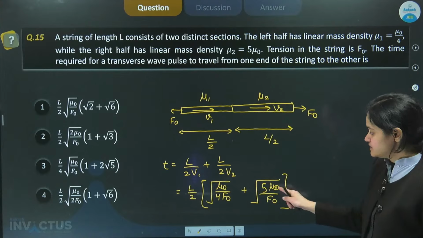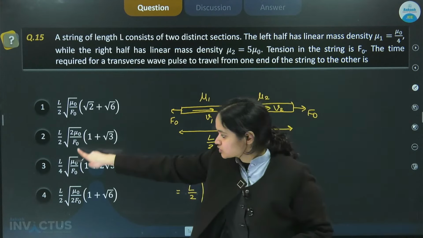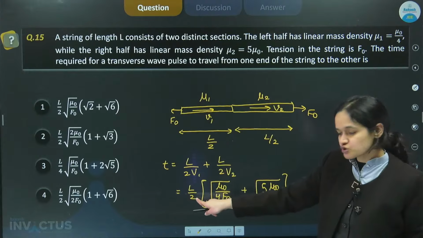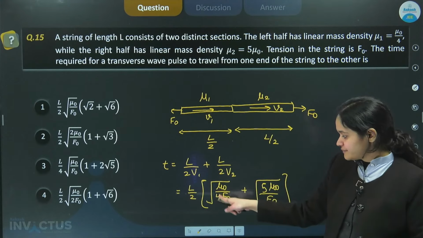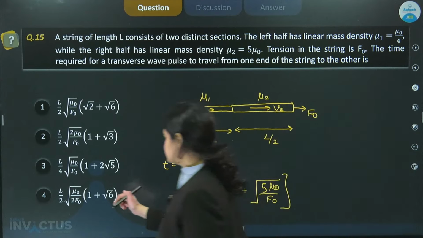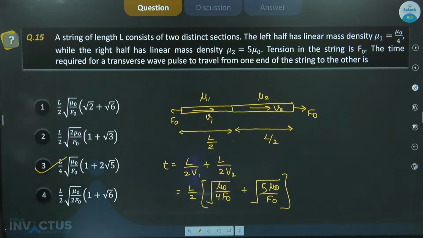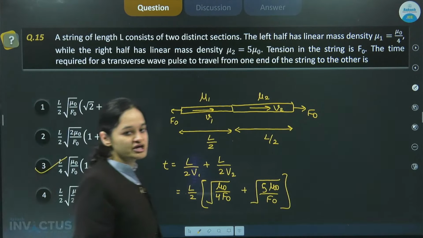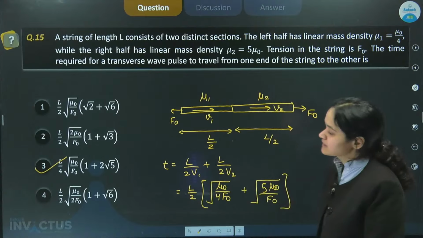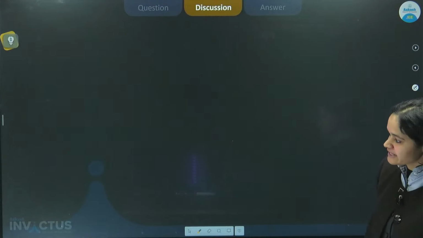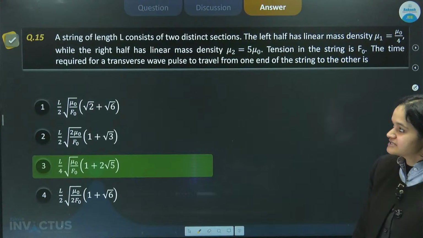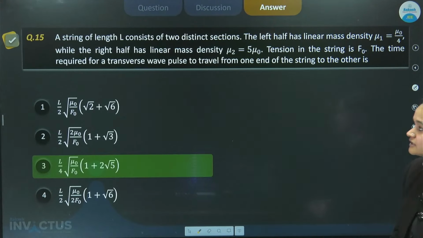Otherwise, you can take common. Mu naught by F naught can be taken common over here. Alright, there is already 1, 2 here. यहाँ पे भी 2 जो आएगा वो that can be taken and LCM can be taken. So third option will be the correct answer. Will be the correct answer for this question. Okay. Now, let's check the answer. Yes, third option is the correct answer.